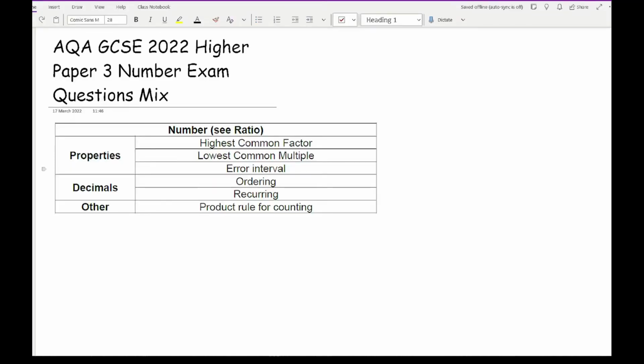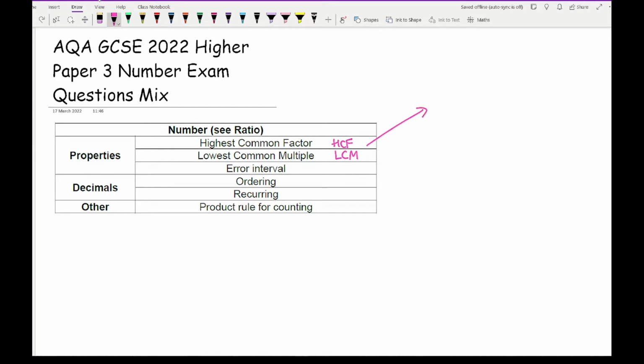So before we get started, let's just have a quick breakdown of what each of these topics all mean in terms of revision. So looking at the first one, highest common factor and lowest common multiple, which is labelled on an exam as HCF and LCM. What you need to be able to do is make sure you know the main differences between these two things, because a lot of students get this question wrong because they get the two things confused, but also how to correctly work this out.